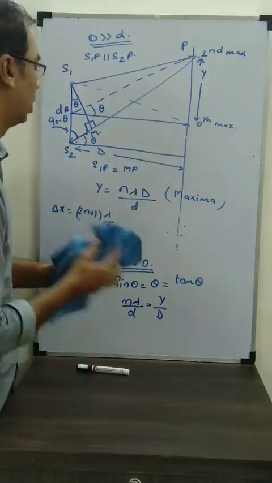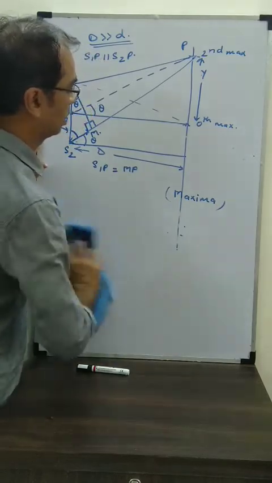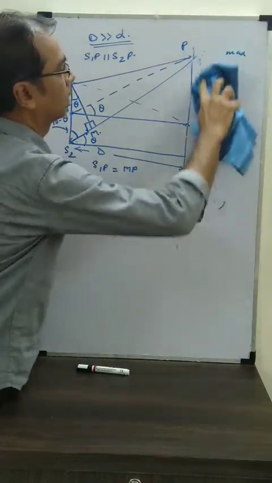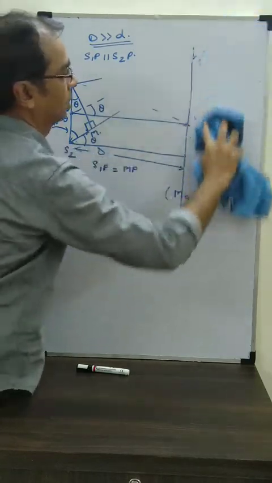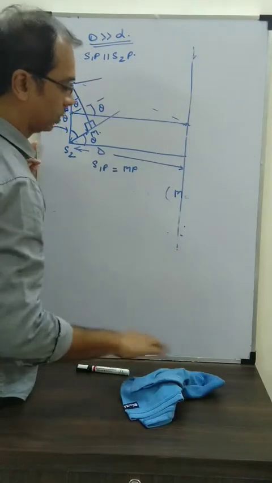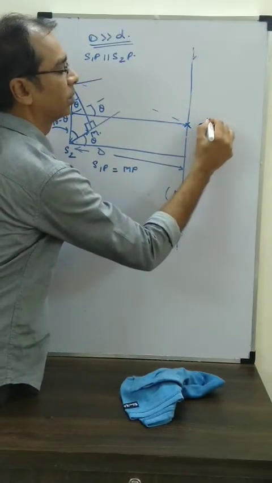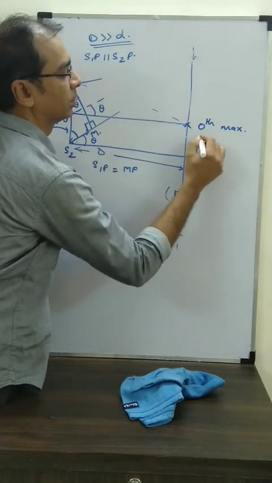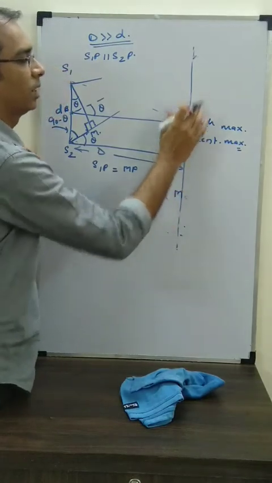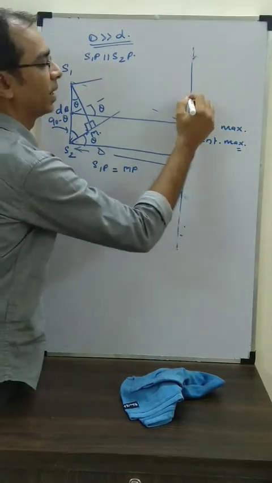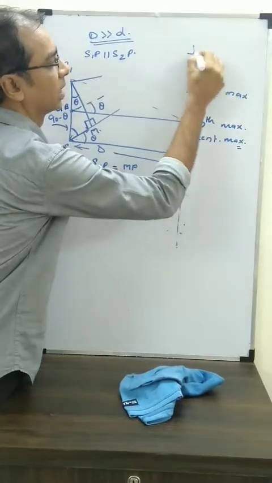If I want to show maxima and minima, one sustained interference pattern on the screen, how will that look? Let's see. Because this is at the middle, we said that this is 0, the maximum or central maximum. After that will come the first maximum, then you can say the second maximum.